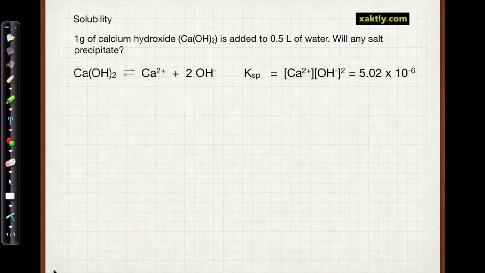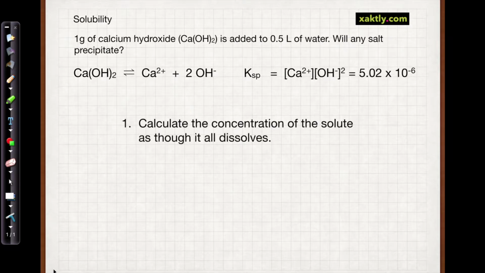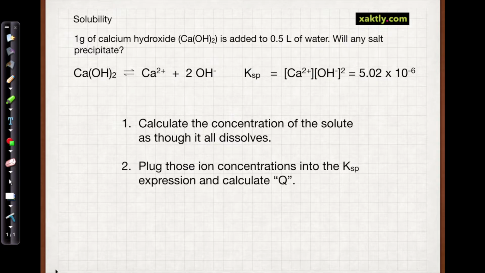So there are three main steps to a problem like this. What we want to do is assume that all of our solute dissolves, and so we just want to calculate that concentration, assuming that it all dissolves. The next thing we do is take those ion concentrations from step 1 and plug them into the KSP expression, and we get a number we'll call Q, and we're going to compare that number to the KSP.